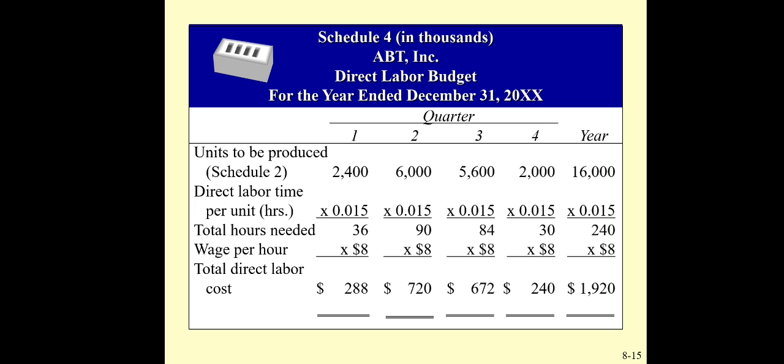Okay, so after you have that number, you can calculate the item number 3 in the budget. The item number 3 is total hours needed. Item 1 times item 2, you get the item number 3, the hours needed. So see the quarter 1, units to be produced is 2.4 million units. Every unit is related to 0.015 labor hour. So total hours needed is 36,000 hours.